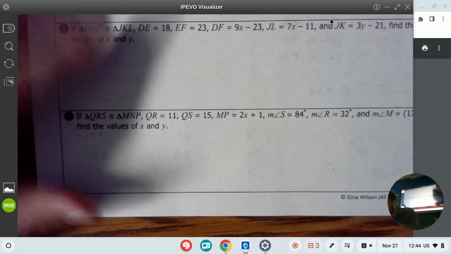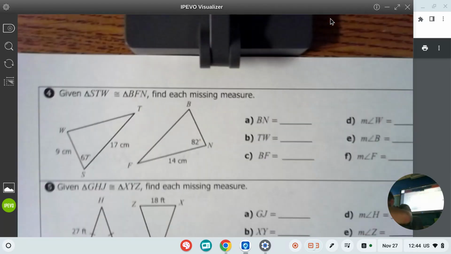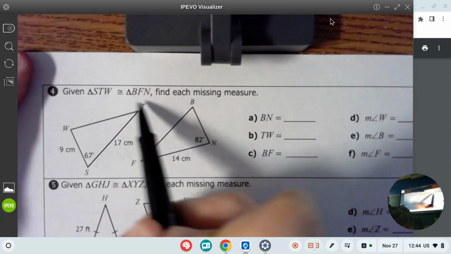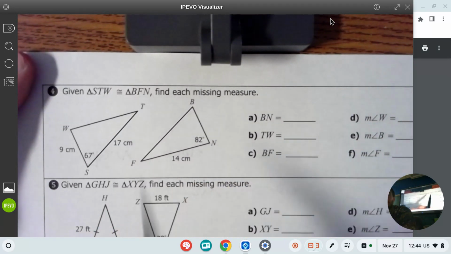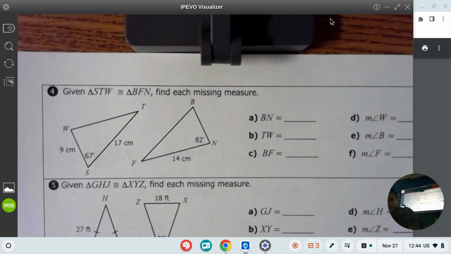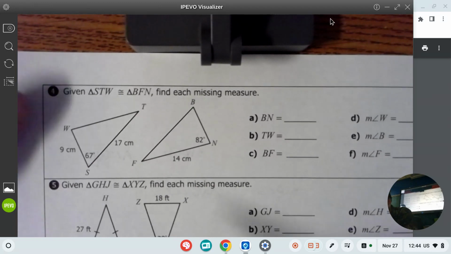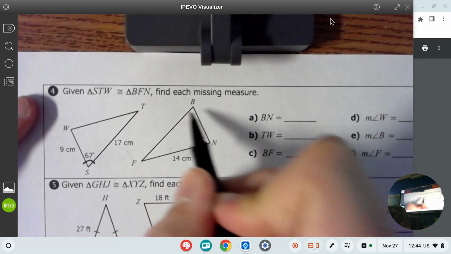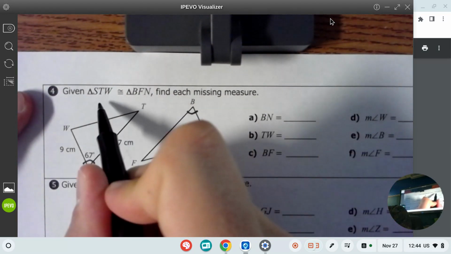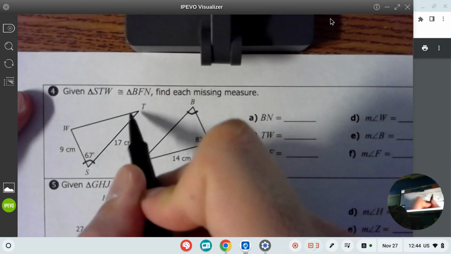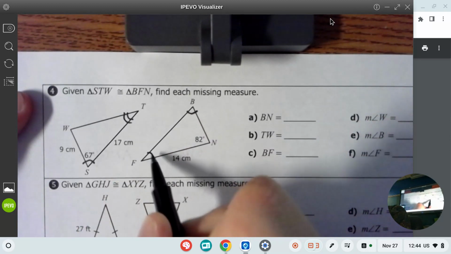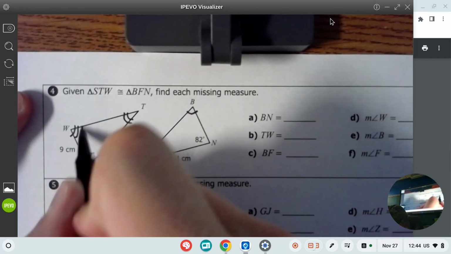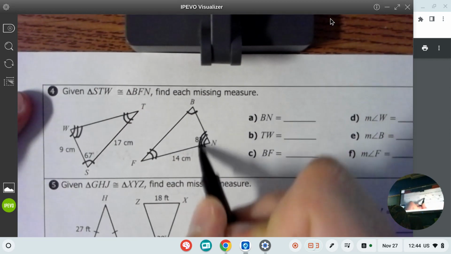We've only got a couple questions on the back here. Same thing. We find out right away that STW is going to be congruent with BFN. Let's just label this quickly and be done. B comes first and S comes first. Single, single. T's in the middle, F's in the middle. T gets a double, F gets a double. W comes last, N comes last.